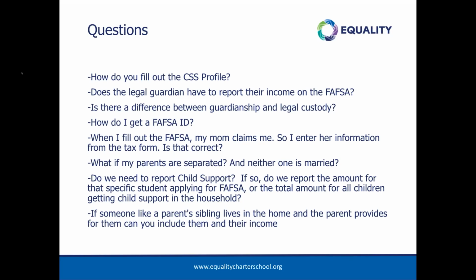Right. So just to say again, as long as the parent is providing more than 50% of the support to their sibling, for example, then they would be counted in the household. But you wouldn't include the sibling's income. That's the difference, right? For a dependent student, the only income that goes on the FAFSA is theirs and their parents'. Nobody else's can go on there. So just to sum up, if a parent has their brother living with them and they support them, they list them in the household, but don't report their income. Correct.